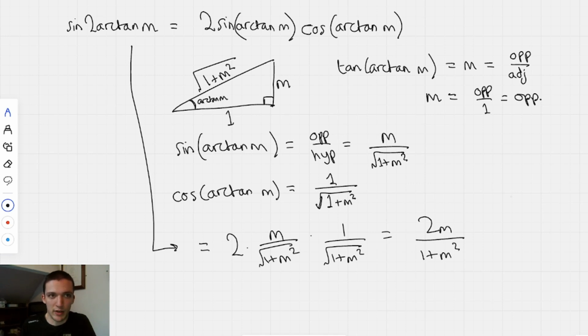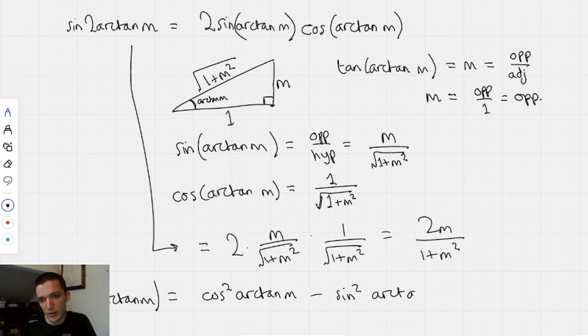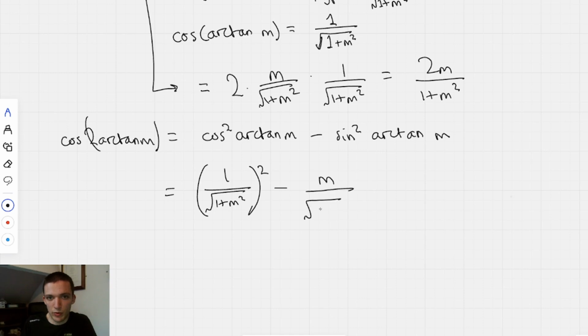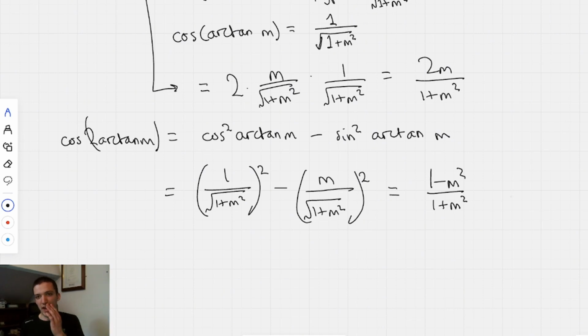And similarly, cosine of 2 arctan m, using the double angle formula again, is going to be cos squared of arctan m minus sine squared of arctan m. Now this is going to be, as above, 1 over root 1 plus m squared, all squared, minus m over root 1 plus m squared, all squared, which is 1 minus m squared over 1 plus m squared, where m again is the gradient of the line in which you are reflecting these vectors.